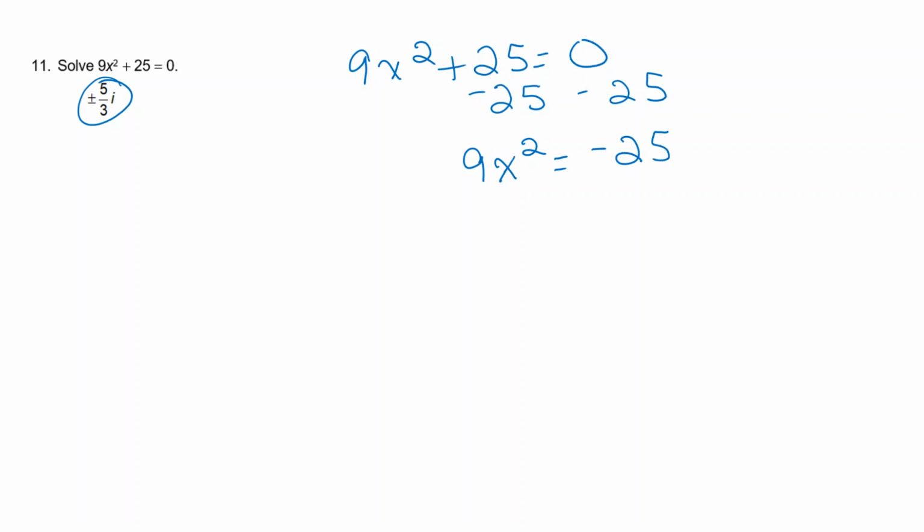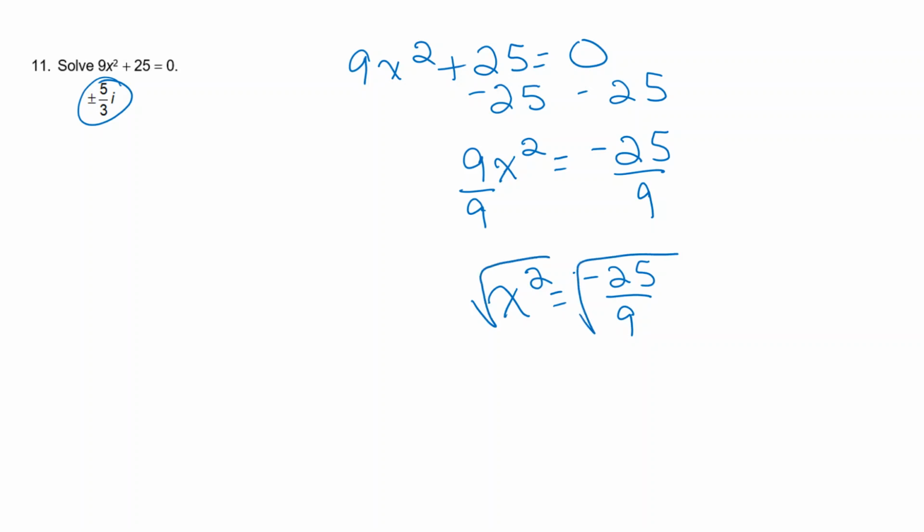Now this is very similar to one that we've done earlier, but this time we have the negative. So you can tell that what I'm wanting you to show me is that you know how to deal with those negative numbers. So we're going to divide both sides by 9. We end up with x squared equals negative 25 over 9. Now since it says solve, I want it to say x equals. So I'm going to go ahead and take the square root of everything. So I end up with x equals plus or minus the square root of negative 25 over the square root of 9.